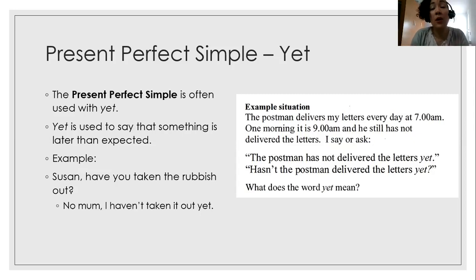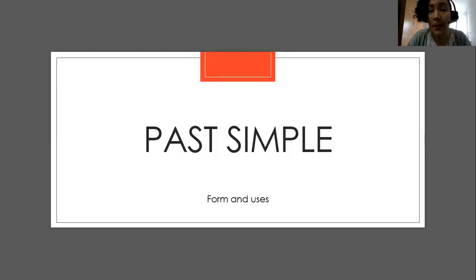For example, imagine Susan's mom asking Susan, Susan, have you taken the rubbish out? And Susan forgot, but she's going to do it now, maybe, or shortly. And she says, no, Mom, I haven't taken it out yet, okay? She will probably do it soon, but it has not happened, okay? So already for things that happen earlier, yet for things that happen later than we think they're going to happen, okay? Great. We're going to continue then now with past simple, okay?